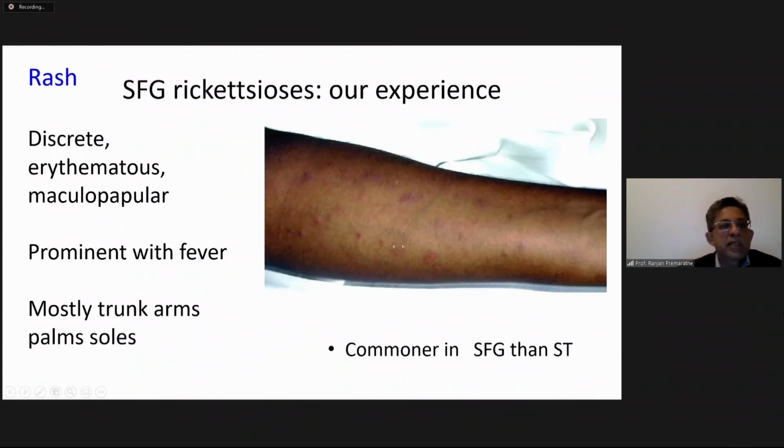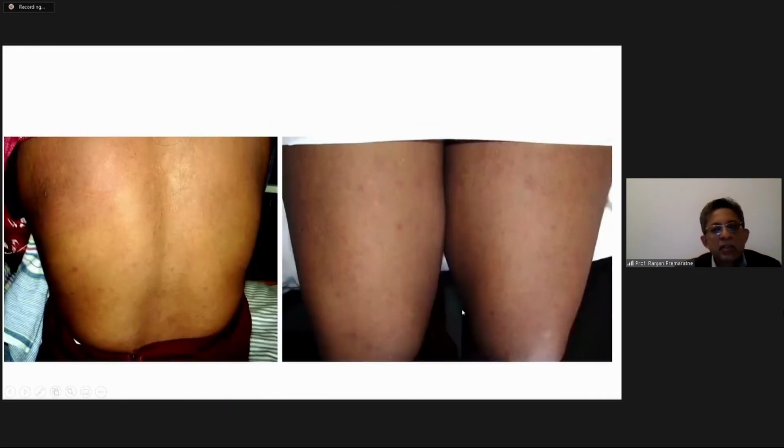This more or less, you can see it's a very discrete rash, erythematous maculopapular. It was more prominent because in our skin, it's sometimes very difficult to see that. But when you examine the patient at the time the patient has fever, you will see this reddish rash, or the papules, prominently on the dark skin. And mostly seen in the trunk, arms, and the palms and the soles. And it's common in spotted fever rather than scrub typhus. So you can see this rash in the back or in the thighs.